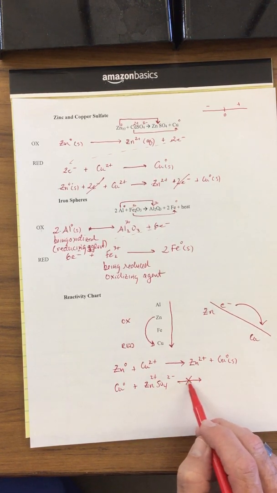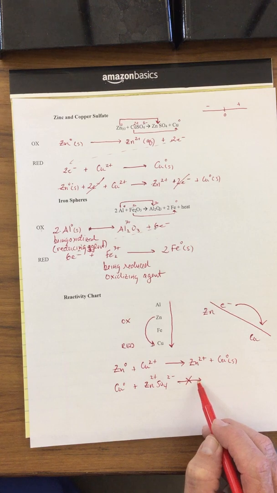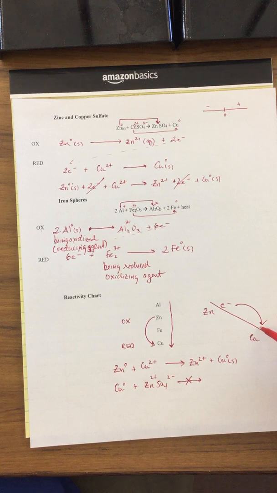The only way that we can go backwards like this is if we have a rechargeable battery and we actually supply the energy to push it back up the hill again. But that will be coming in a future lecture.